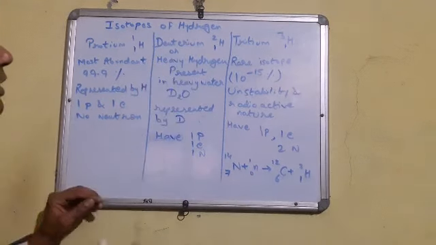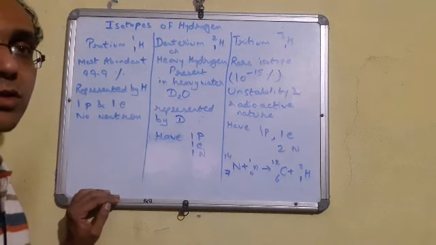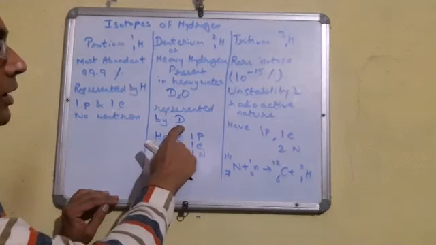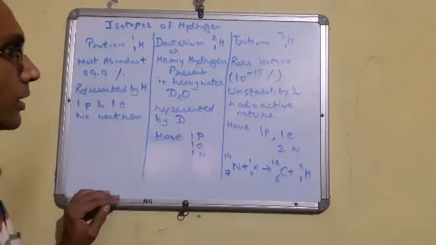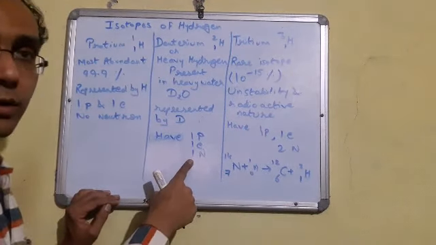Next is deuterium. It is also called heavy hydrogen because it is present in heavy water that is used in nuclear reactors, and it is represented by the symbol D. The heavy water formula is D2O. Fine. It has one proton, one electron and one neutron.